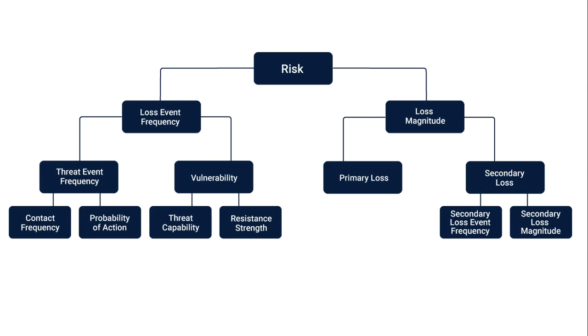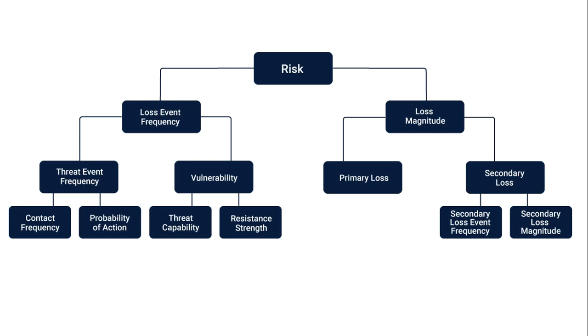Risk is divided into two parts: loss event frequency and loss magnitude. You have to identify the frequency of loss events and the magnitude of loss. Magnitude of loss is all about how much loss comes from this risk. When the risk happens, this much loss is going to happen. That's all about the loss magnitude.